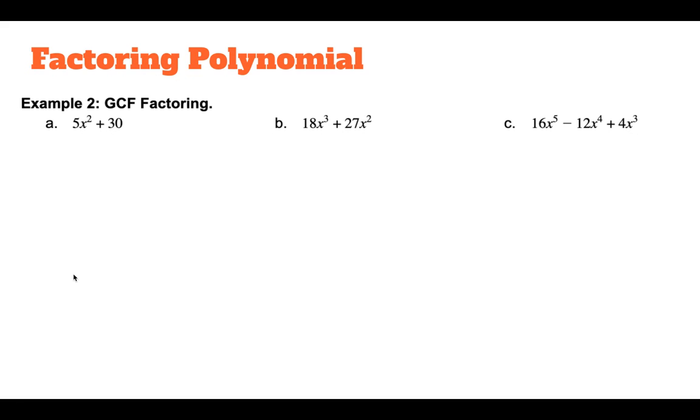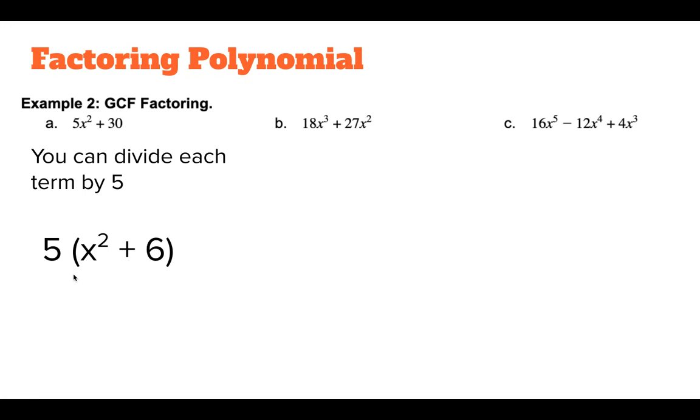Now we have a polynomial, which means it's just terms connected together. So you have to ask yourself, what can I divide? For the first one, A, I can divide each term by 5. So I'm going to put the 5 on the outside, and then inside the parentheses x squared plus 6. All I am doing is undistributing, or dividing. Factoring can really just be thought of as the opposite of distributing.